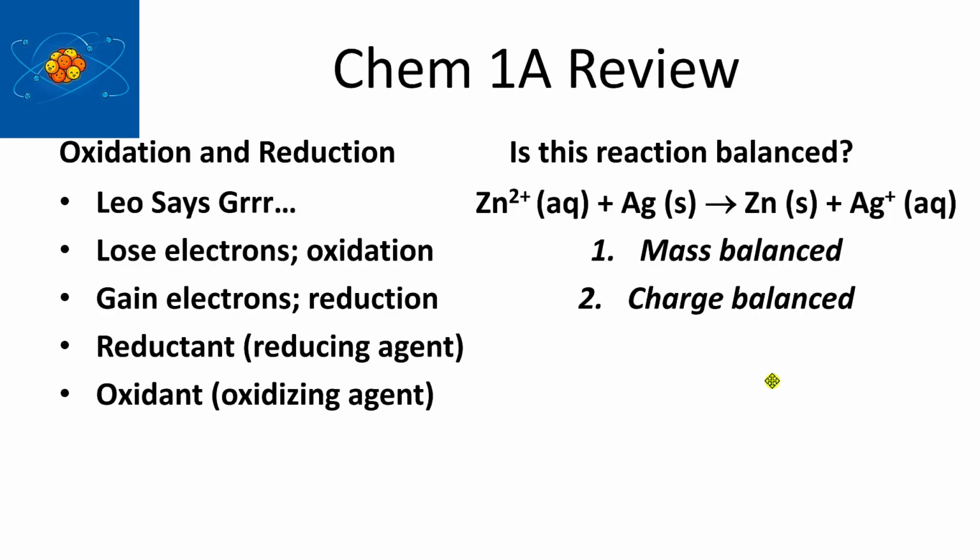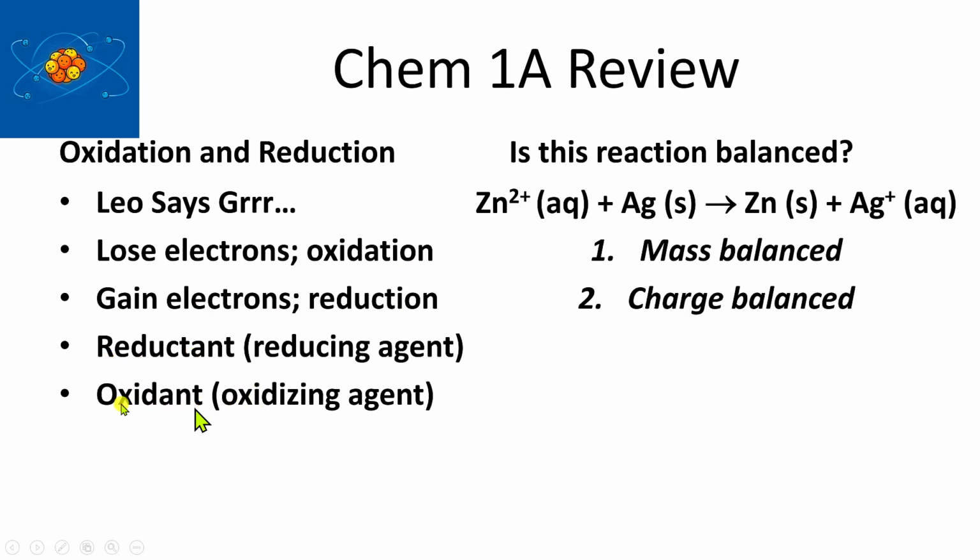So let's start with a little bit of review. In Chem 1A, you learned about oxidation and reduction. You may have learned the saying "LEO says GER," and in the saying LEO says GER, it means lose electrons is oxidation, gain electrons is reduction. So there's a reductant and an oxidant.